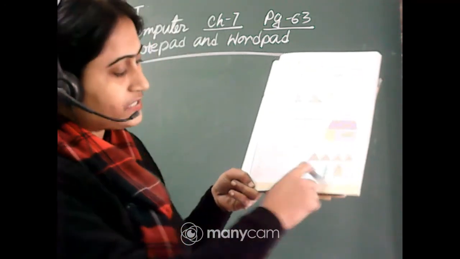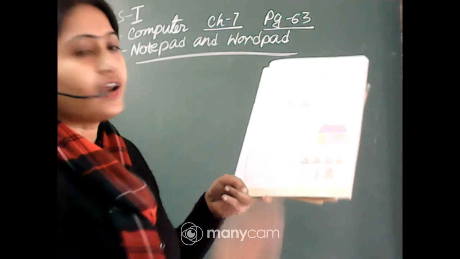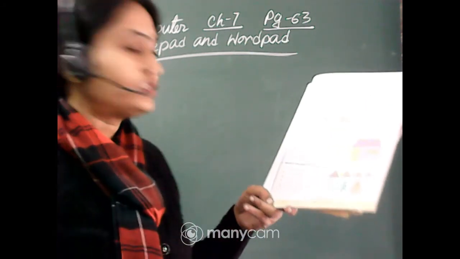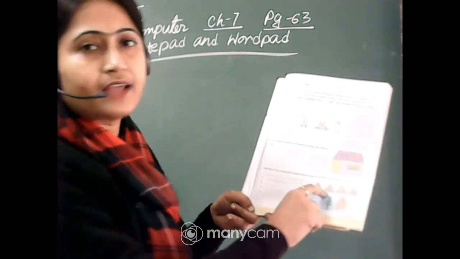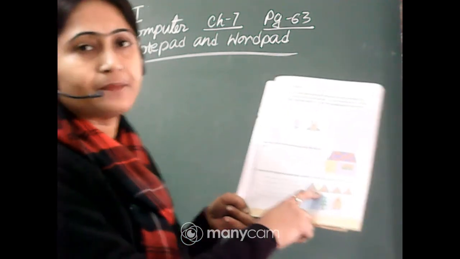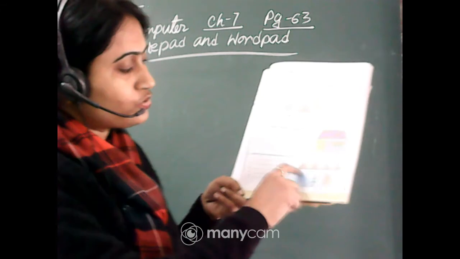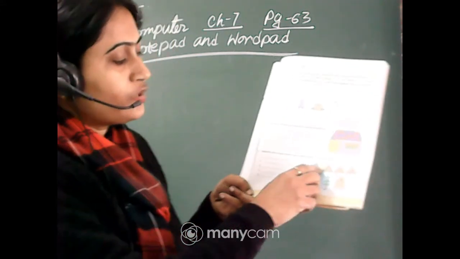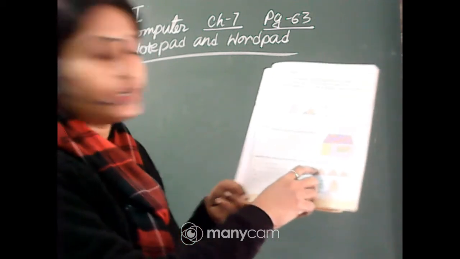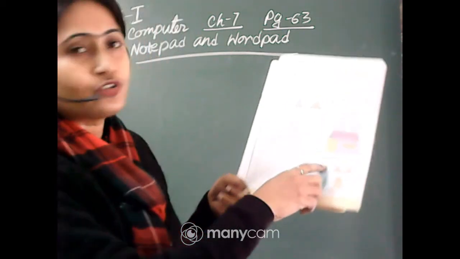This is a picture: sun, hills, tree and house. Using the tools, which tool will you apply to draw this hill? You can apply the triangle tool, you can apply the line tool. Using these tools you can draw the hills. And using the oval tool, no circle tool is there, oval tool, you can draw the sun.